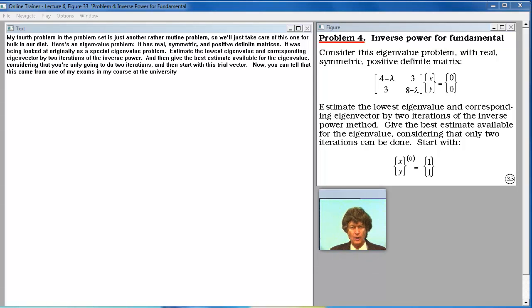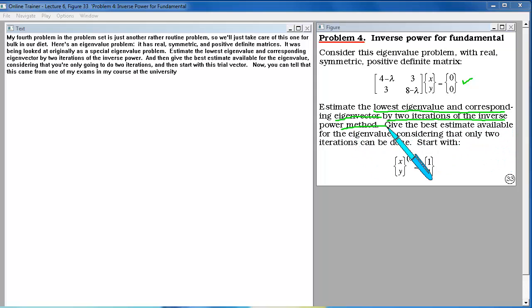My fourth problem in the problem set is just another rather routine problem. So we'll just take care of this one for bulk in our diet. Here's an eigenvalue problem. It has real symmetric positive definite matrices. It was, looking at it originally, a special eigenvalue problem. Estimate the lowest eigenvalue and corresponding eigenvector by 2 iterations of inverse power.